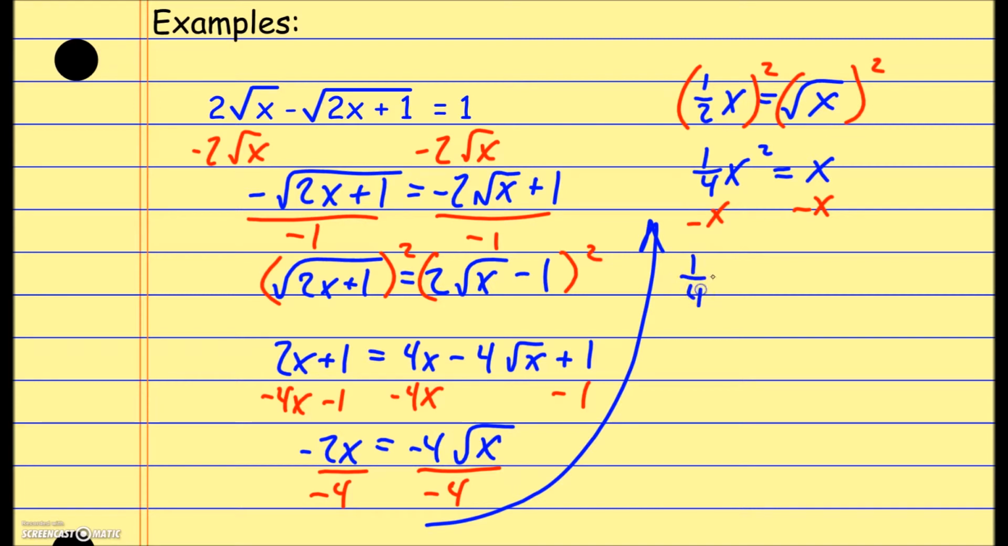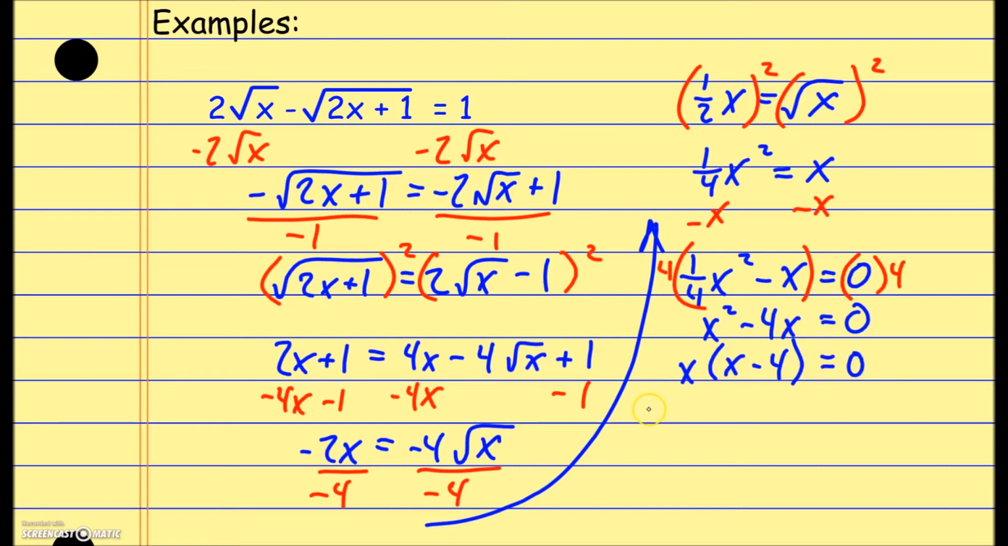And I'm going to solve this one by factoring. If that fraction is bothering you, we can just multiply each side by 4 and get rid of it. So that's going to give me x squared minus 4x equals 0. Now solving by factoring, I can factor an x out, which leaves me with x minus 4. I set each factor equal to 0, so x equals 0, x minus 4 equals 0, and I solve each.